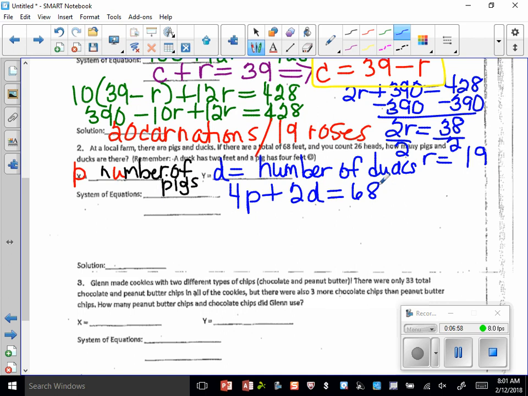And then, of course, it says there are 26 heads, so you have 26 animals altogether. So the pigs plus the ducks equals 26. All right, from there, I'm going to let you solve. If we could all just solve the second one here for P, so we'll be doing the same process. So P will equal 26 minus D. So you want to replace that 26 minus D in for P in your first equation. So I'll give you a chance to work that out and see what you get.